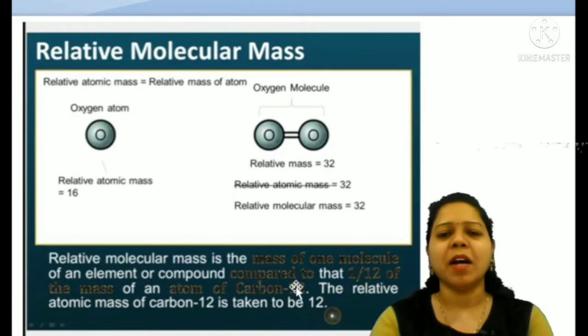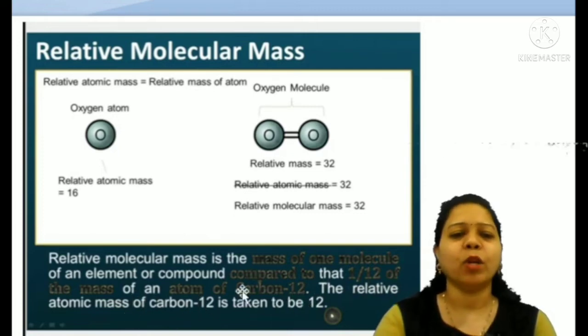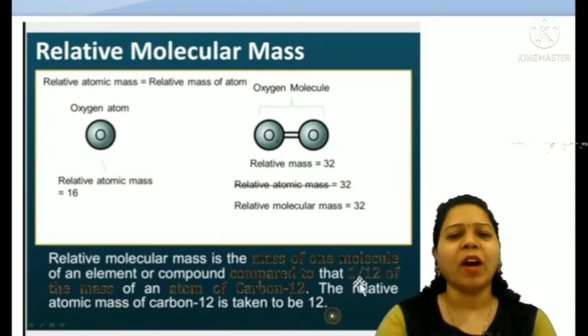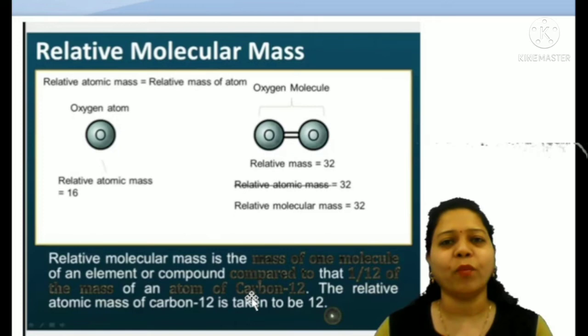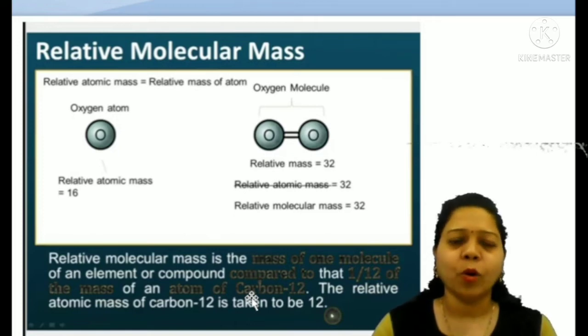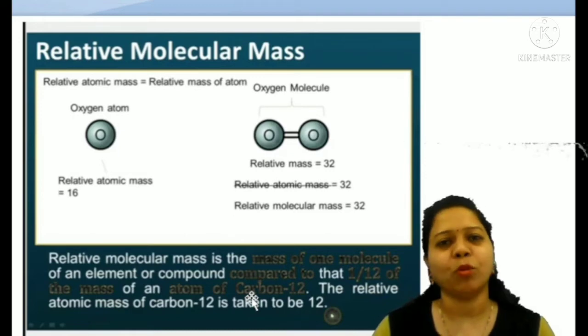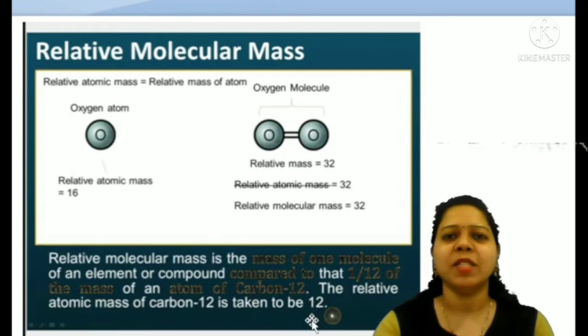Relative molecular mass is the mass of one molecule of an element or a compound compared to 1/12 of the mass of an atom of carbon C12. The relative atomic mass of carbon 12 is taken to be 12. Why are we taking 1/12 of the mass of carbon? Because the mass of hydrogen is equal to 1/12 part of the mass of carbon. That's why we are taking 1/12 of the mass of carbon C12.